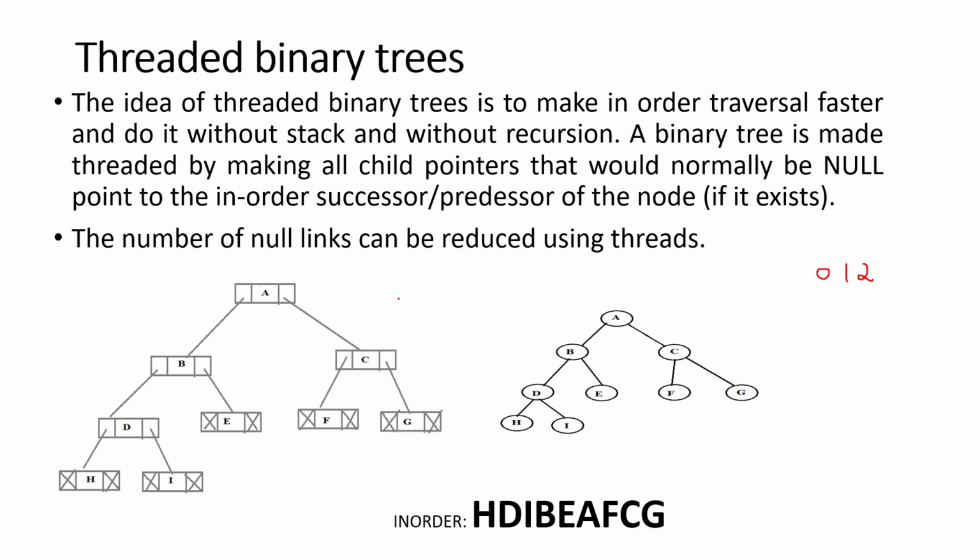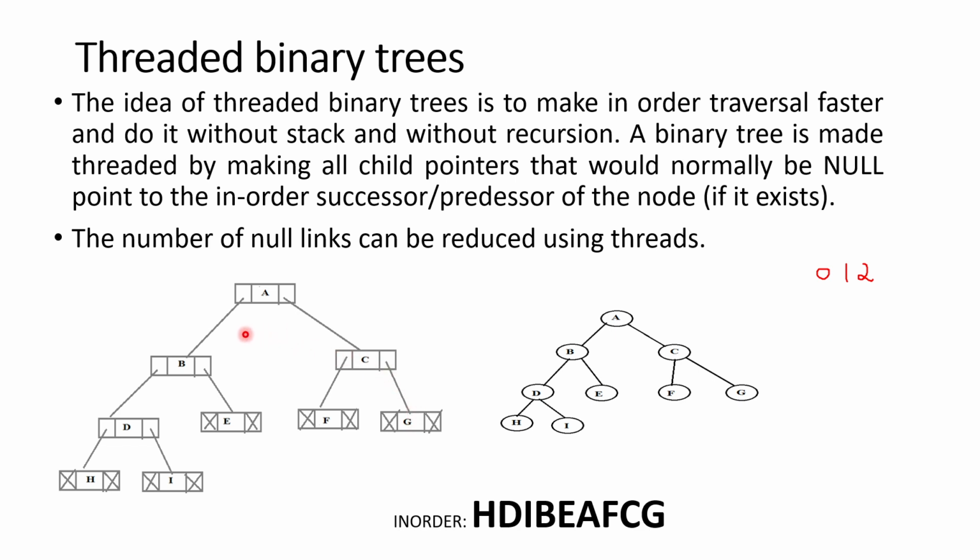The same tree can be represented in the linked list form. This is a linked list representation of the tree. A is a data node having left child B, B's left child is D, D's left child is H, D's right child is I, B's right child is E, and A's right child is C, C's left child is F, C's right child is G.